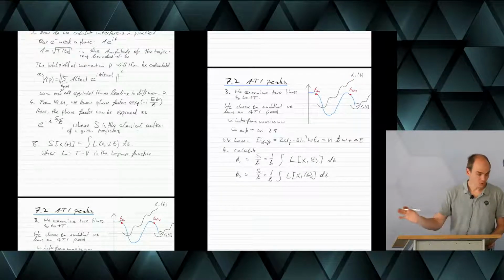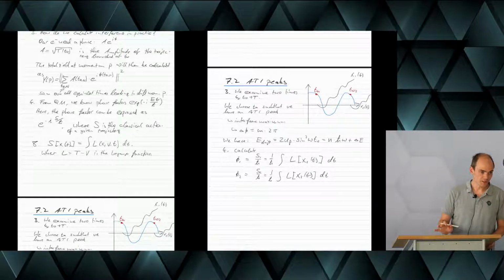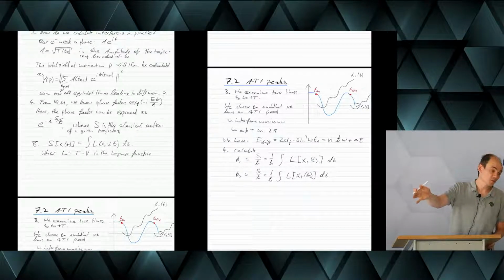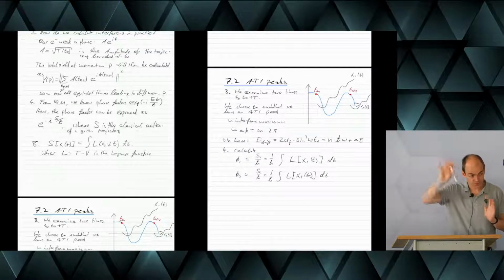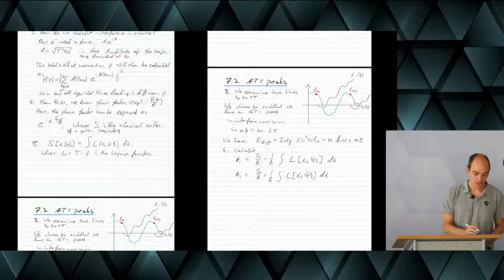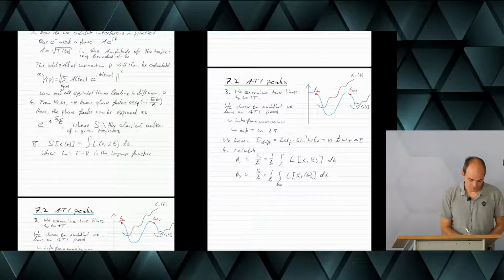After the pulse is over, they're no longer accelerated, and by construction we know they have the same final state, so they just drift away with the same velocity. And therefore we need to integrate between t0 and the end of the pulse.